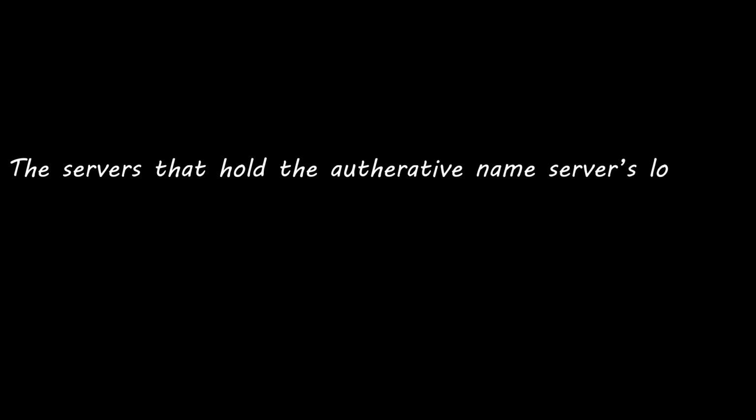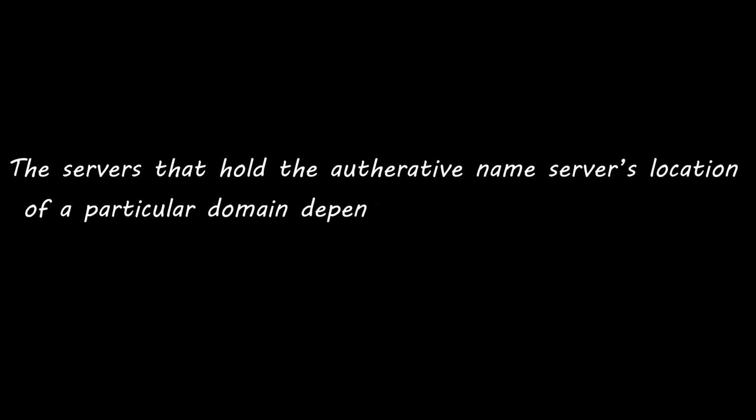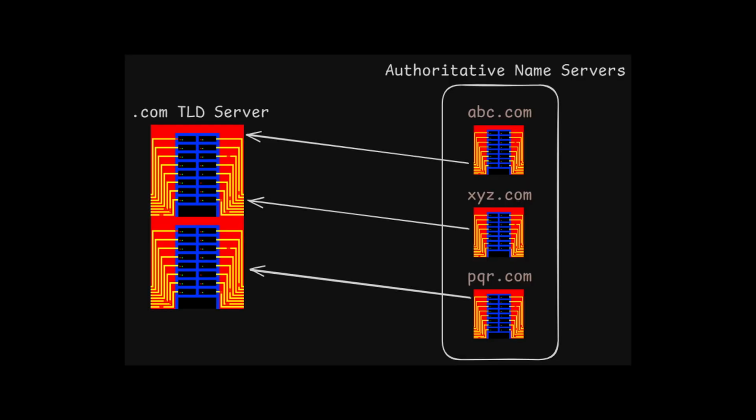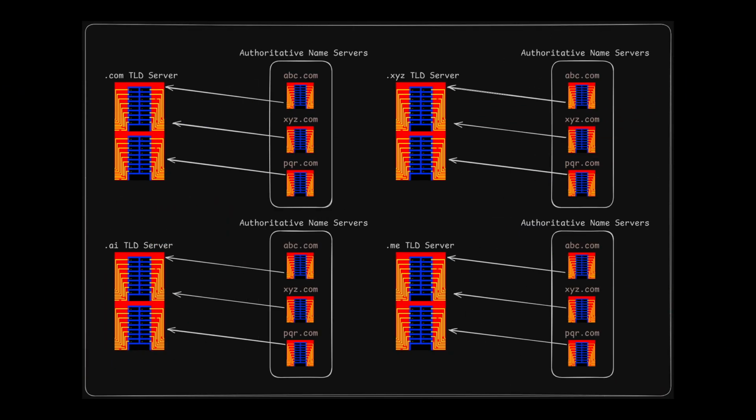The server that holds the authoritative name server's location of a particular domain depends on the TLD of that domain, for example .com. So the IP address of the authoritative name server for every domain with the TLD .com will be stored on a server called TLD server. So every different TLD, for example .me, .live, .xyz, will have different TLD servers.